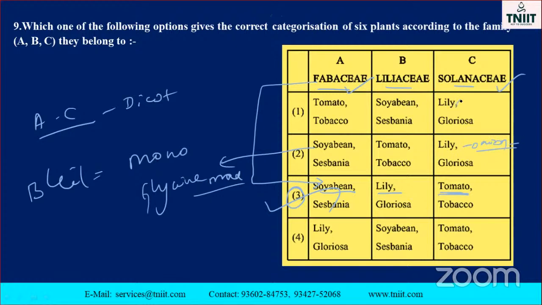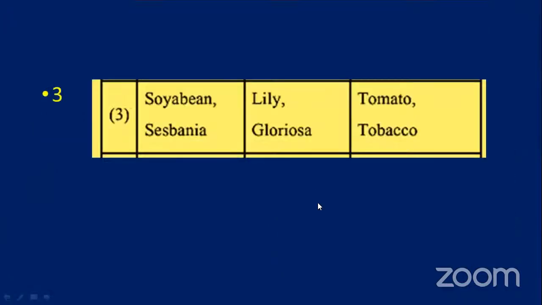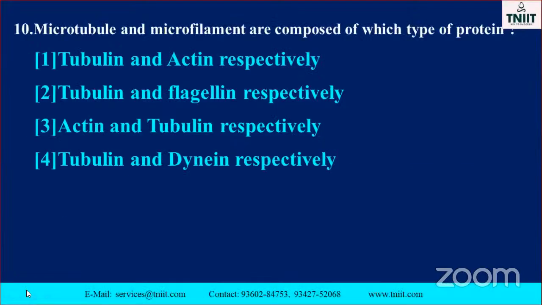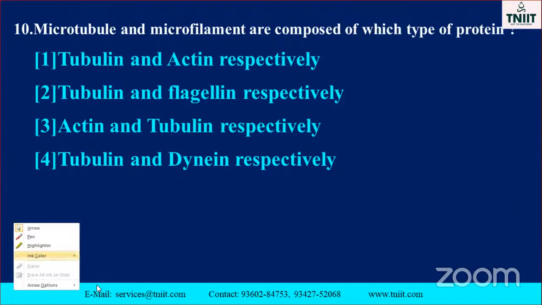So lily comes in the Liliaceae family. Here is a wrong answer. This one is also a wrong answer. Tomato, tobacco only. Soya bean will not come in the Liliaceae family. This option is wrong. So the third one it is. See the option: soya bean, Sesbania, Liliaceae, Gloriosa, tomato, tobacco. So the third one is the correct answer, my dear. Go to the next one, this is very, very important.